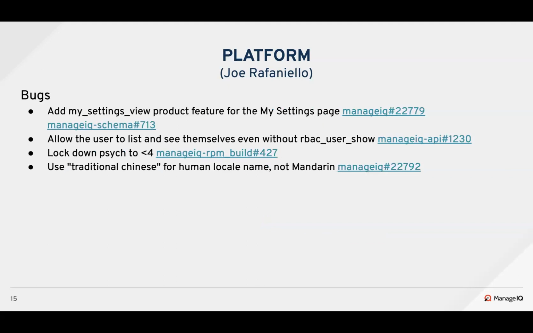For platform bugs, Jason added the My Settings View product feature to this My Settings page to allow user roles who don't have permission to My Settings to at least see their own settings. Related to that, Jason also allowed users to list and see themselves even in the RBAC pages without having permissions to RBAC. Brandon locked the Psych dependency in the RPM build to Psych versions less than 4 because newer versions weren't building properly. And I fixed an issue in the locale dropdown, which showed the Chinese locale based on spoken locale, Mandarin, when it should have shown the written locale, traditional Chinese. That's it for the platform.